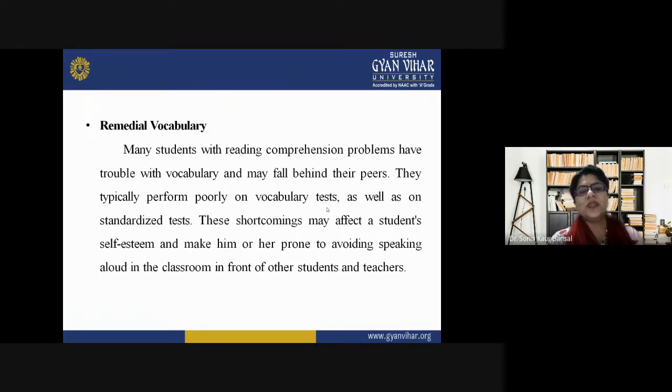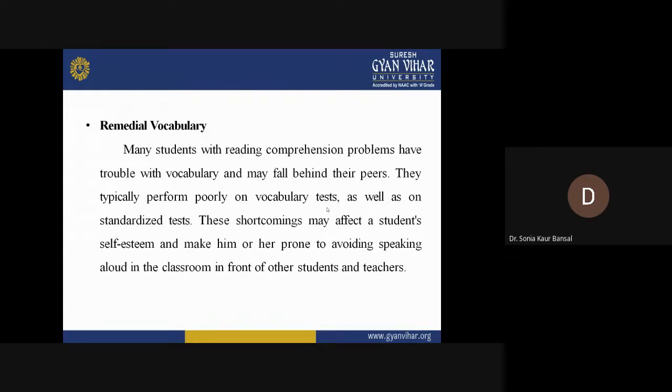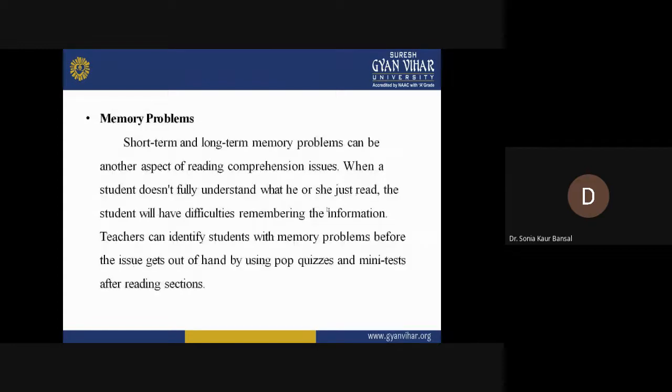So many students with the reading comprehension problem have trouble with vocabulary and may fall behind their peers. They typically perform poorly on vocabulary tests when they are given. They are not finding good vocabulary on that. So this is how it is being problematic with them, as well as on the standardized test also. So these shortcomings may affect a student's self-esteem and make him or her prone to avoid speaking aloud in the classroom in front of other students and teachers.